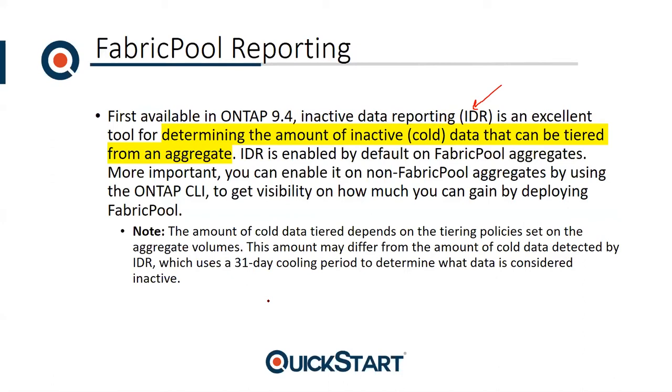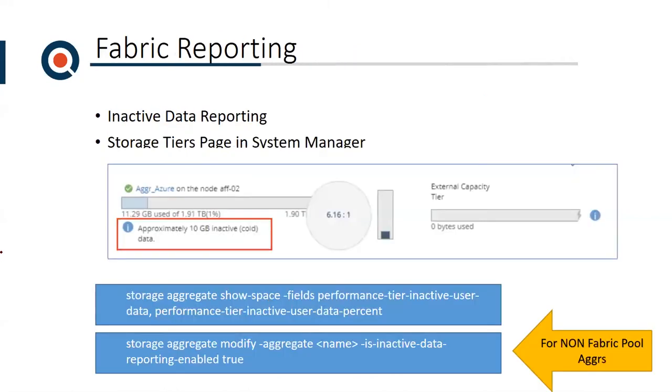So again, the amount of cold data always depends upon the fact that it's monitoring. By default, it is enabled on those aggregates that have volumes with storage tiering policies applied to them. But for those that do not have volumes with storage tiering policies applied to them, I can enable the reporting as well. So the reporting can be something as simple as this, right? If I look at my storage tiers over in System Manager.